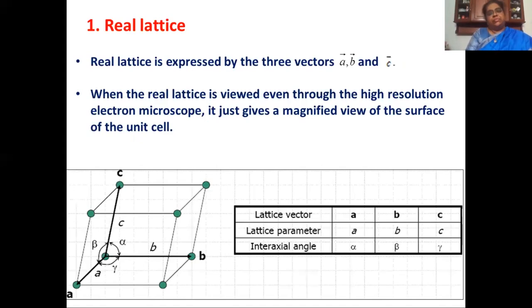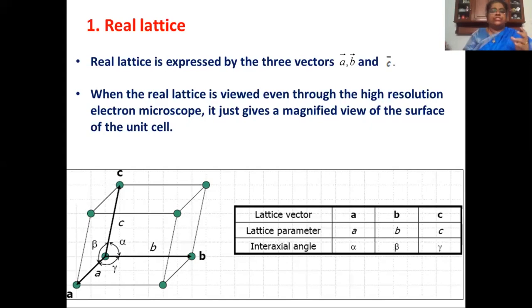Now, let me deal with the real lattice first. Real lattice is expressed by three vectors, a, b, c, that is what we were discussing. When the real lattice is viewed, even through a high resolution electron microscope, it just gives a magnified view of the surface of the unit cell. So you take the real lattice, suppose this is your crystal, for example, and you view it. However much you enlarge it using an electron microscope, you just see the surface of it. And this is what is the real lattice.